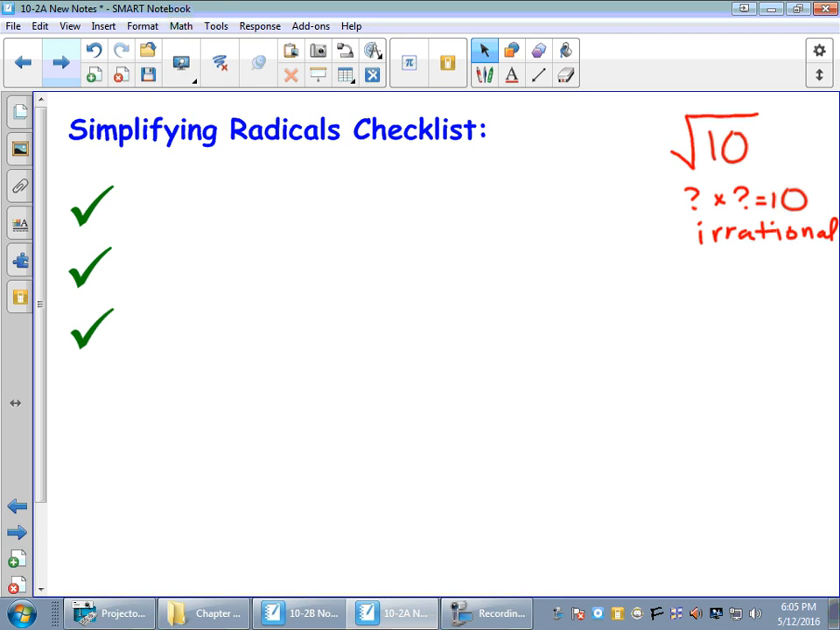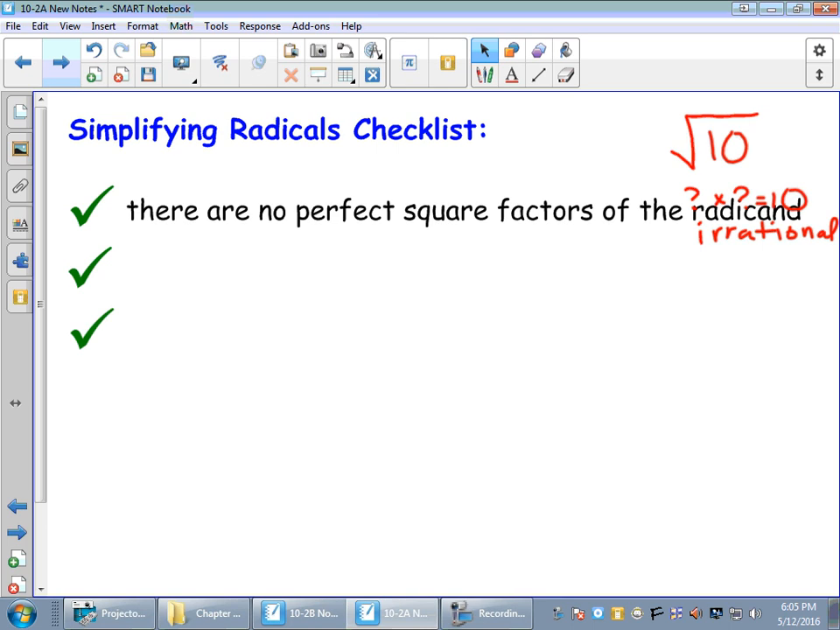But we were going to look through this checklist to see, and I want you to read, we're going to refer back to this checklist throughout this chapter. So the first part in wondering if a radical is simplified or not is that there are no perfect square factors of the radicand. If you can find a perfect square living inside the radicand, then you need to take it out. So remember, the radicand's the number underneath the radical sign.